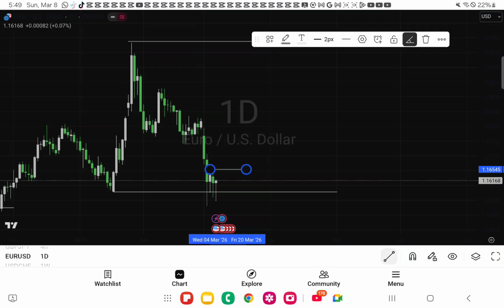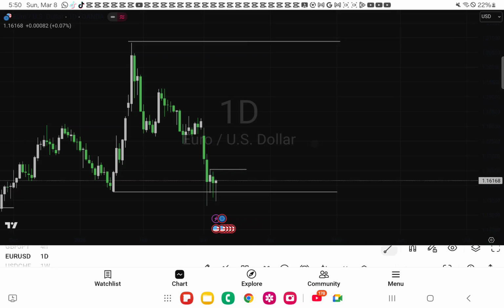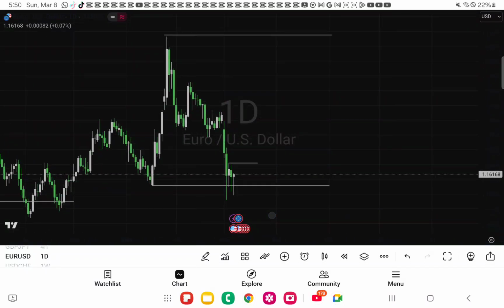If Monday doesn't close bullish above this range, I'll be waiting for Tuesday candlestick to close bullish above this range. After the closure above this high, I'll wait for a retracement and I'll get my entry. So this is what I have on Euro USD.